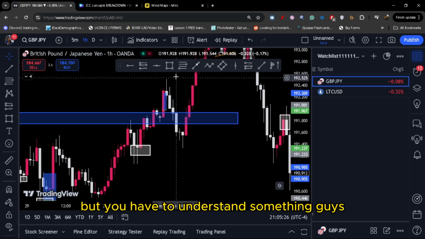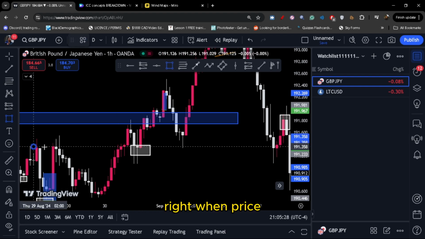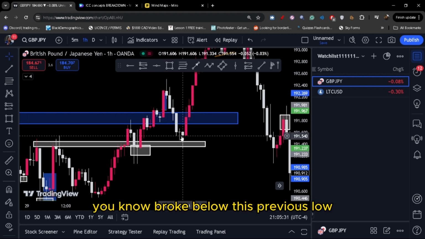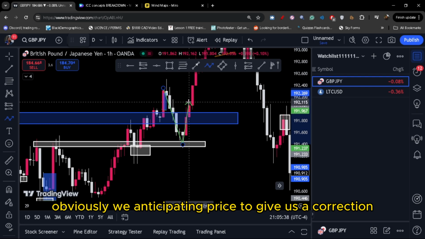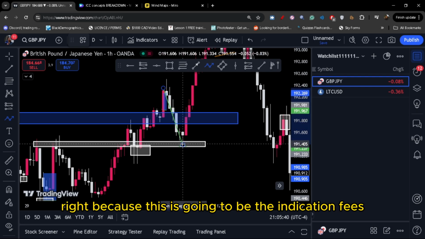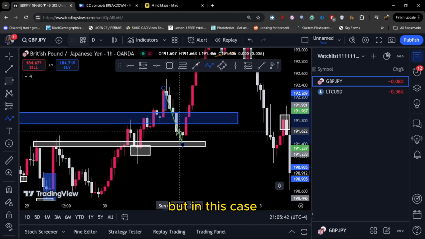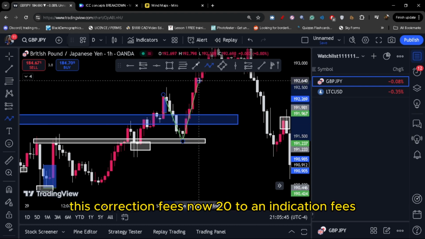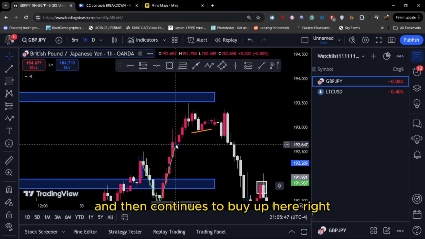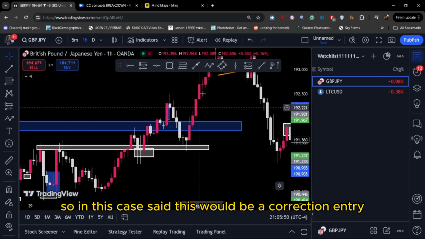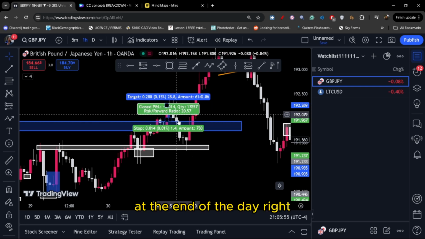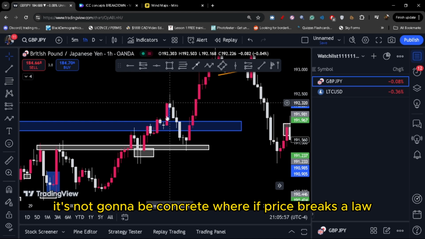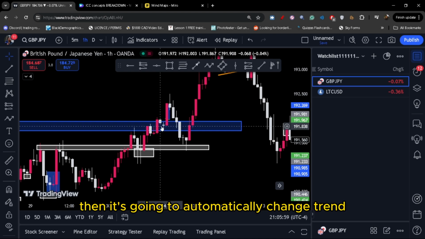But you have to understand something, guys. When price broke below this previous low, obviously we're anticipating price to give us a correction, because this is going to be the indication phase and then a correction. But in this case, the correction phase turned into an indication phase and then continued to buy up. So this would be a correction entry. But at the end of the day, it's not going to be concrete that if price breaks a low, it's automatically going to change trend.